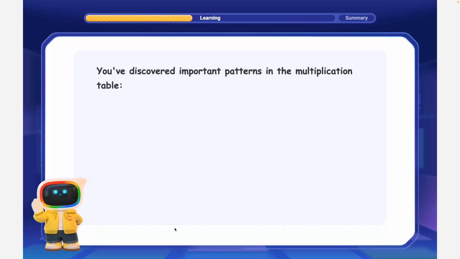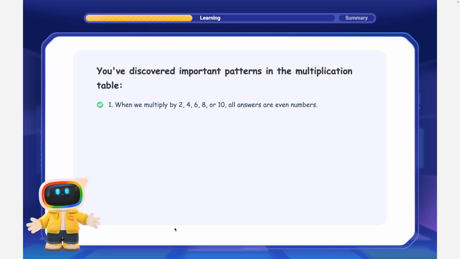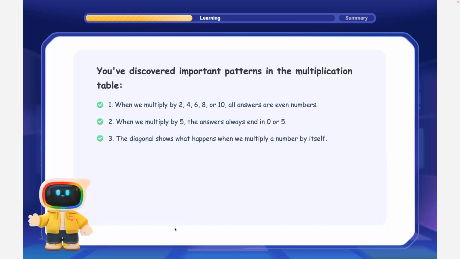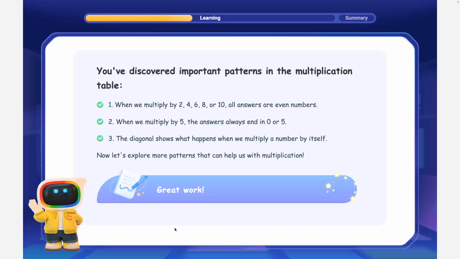You've discovered important patterns in the multiplication table. 1. When we multiply by 2, 4, 6, 8, or 10, all answers are even numbers. 2. When we multiply by 5, the answers always end in 0 or 5. 3. The diagonal shows what happens when we multiply a number by itself. Now let's explore more patterns that can help us with multiplication.